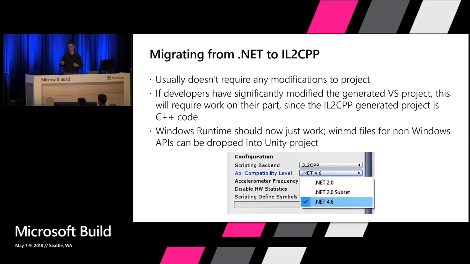So if you want to enable IL to CPP, basically you just go through the project settings. As you can see right here, there is a scripting runtime, and you can change that to IL to CPP. And if you want to use some of the WinRT API functions, just set your API compatibility level to .NET 4.6. Now, if you've got some other APIs that you're using from other vendors, you can just take the WMD files and drop those into Unity, into your project, along with the DLLs, and then you can call those as well.